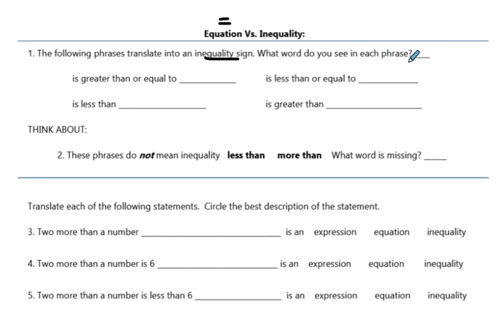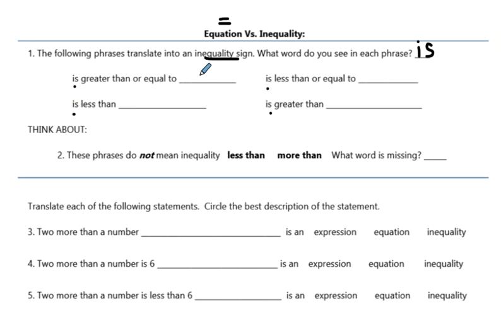What word do you see in each phrase? So what word comes up in every single one of these 4 phrases? Hopefully you noted that it is the word is. Now, is typically means is equal to, but in this case, we don't know that it's equal to. We just know that it's either greater than or equal to, or less than or equal to, or greater than.